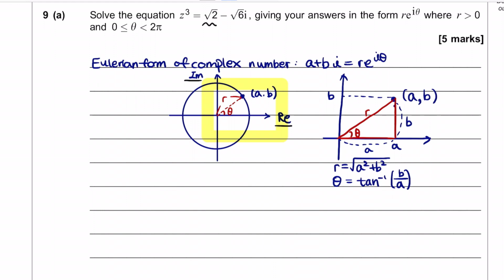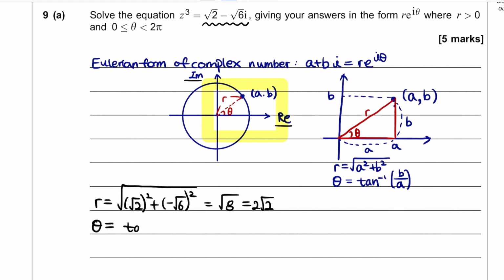Now using that, our right hand side is root 2 minus root 6i. Therefore, our real number, or a, is root 2. So r is the square root of root 2 squared plus, and b, which is our imaginary number, here is minus root 6, so you square that again. And that becomes 2 root 2. And theta is arctangent of minus root 6 over root 2. Make sure your calculator has radian as angle unit. Then this becomes minus pi over 3.